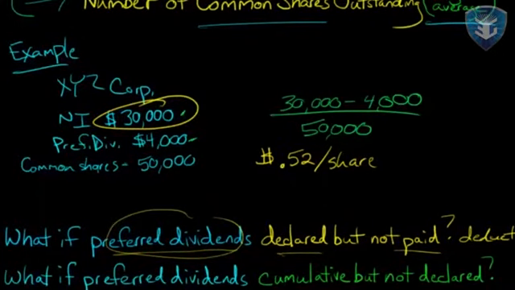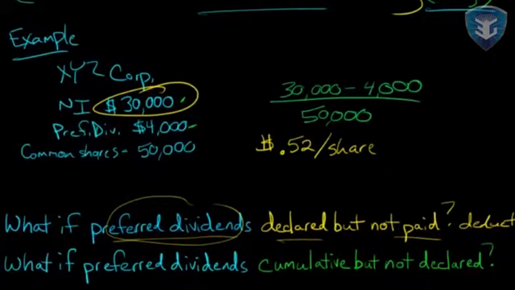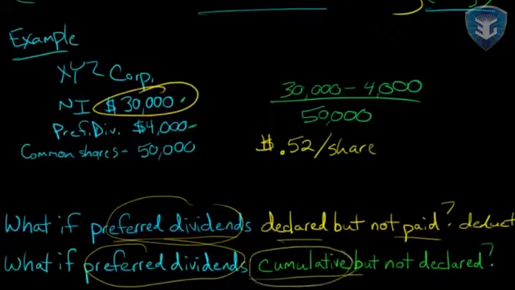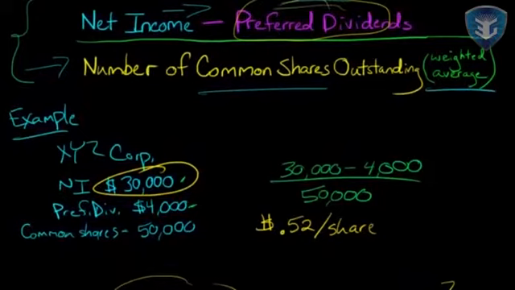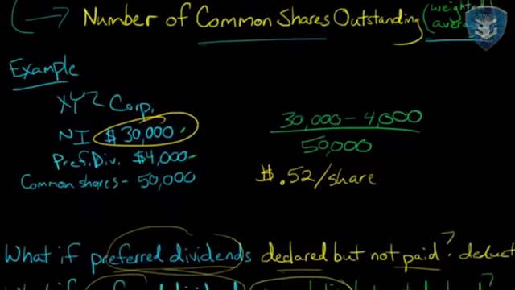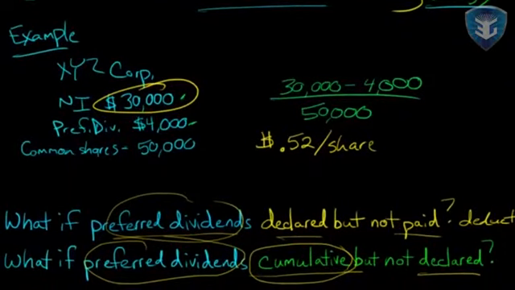Now, what if the preferred dividends are cumulative, which I'm going to explain in another video? If you don't know what this is, go to my other video about preferred dividends. But what if they're cumulative, but they haven't been declared? Do we then deduct them? Well, even if they haven't actually been declared, but they're cumulative, we go ahead and deduct them in our calculation of earnings per share as well.